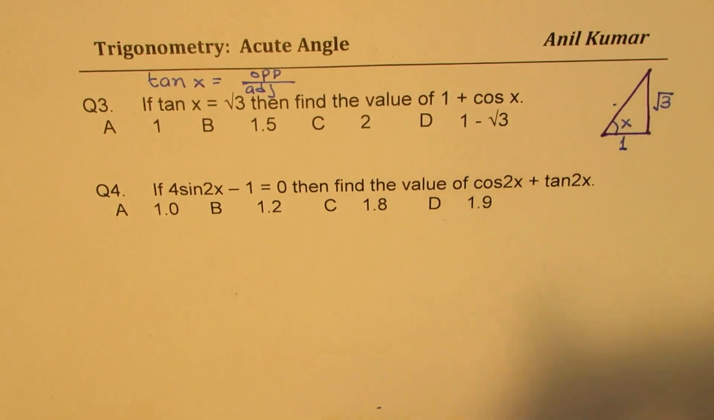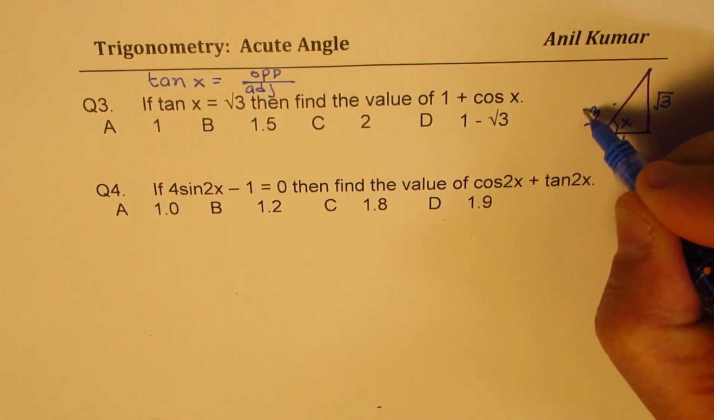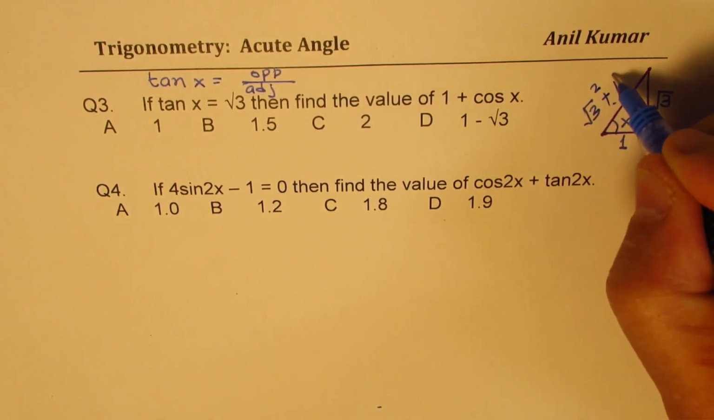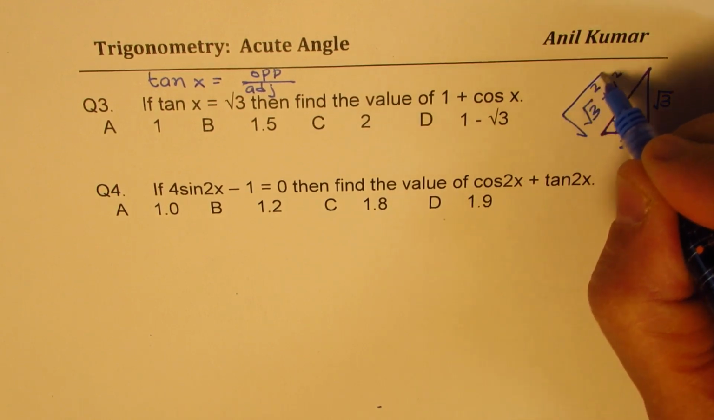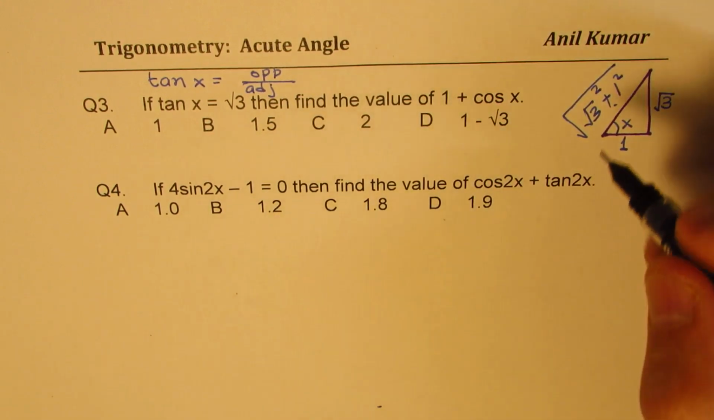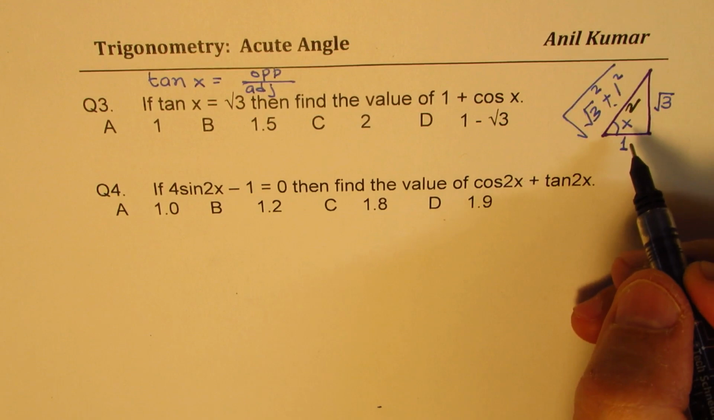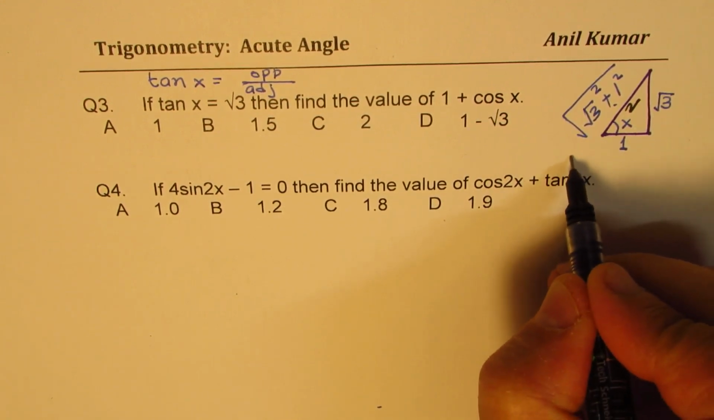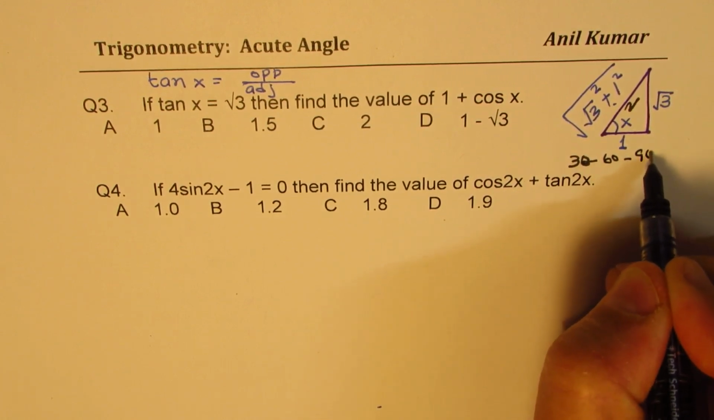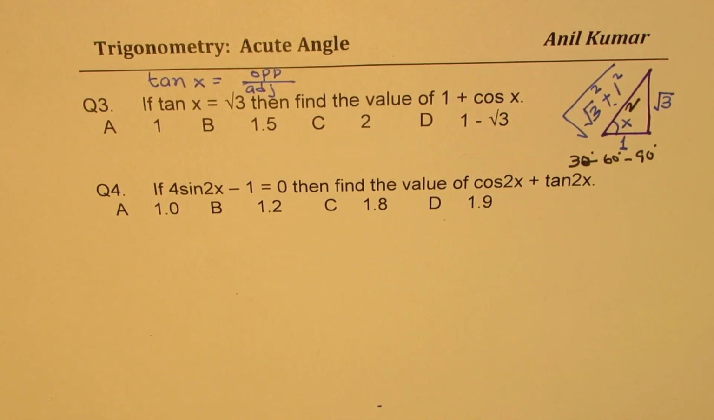Now that gives you hypotenuse as the square root of this square plus 1 square, correct? So which is 2. So this side here is equal to 2. Now this is a very special triangle. We call this a 30, 60, 90 degrees triangle, right? So this angle here is actually 60 degrees, okay?